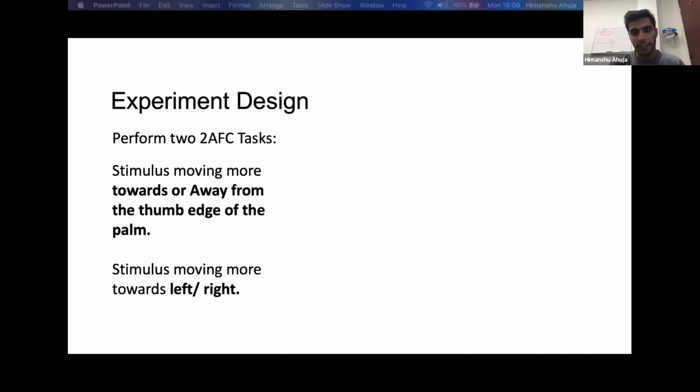Basically, we had a 2AFC task where the subjects had to tell whether the stimulus was moving away or towards the thumb edge of their palm. And then the second task, which we called the left-right task, the subjects had to tell whether the stimulus was moving leftwards or rightwards with respect to the center of their body.